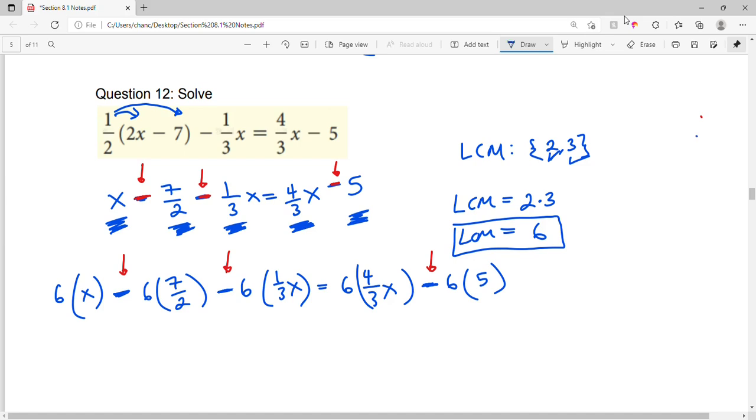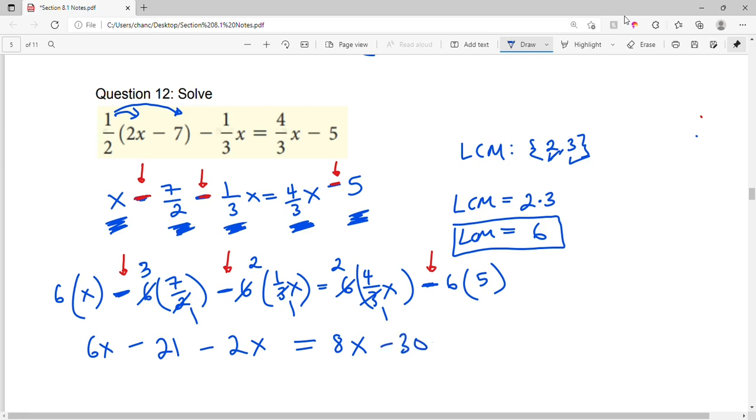Let's simplify now. 6 times x, that's 6x. And I could reduce 6 times 7 over 2. That simplifies here as negative 21. 6 times 1/3, that reduces to a negative 2x. 6 times 4/3 x, I can reduce. 2 times 4 gives us 8, or 8x. And negative 6 times 5, that's negative 30. Notice there are no fractions. That's because we picked the correct LCM.